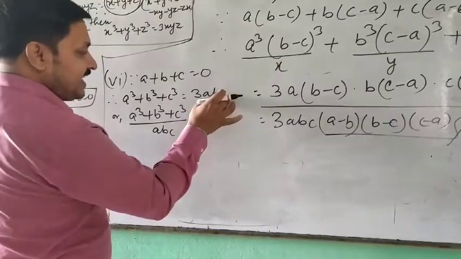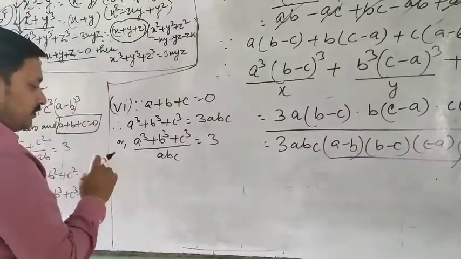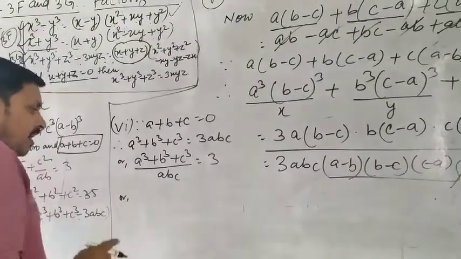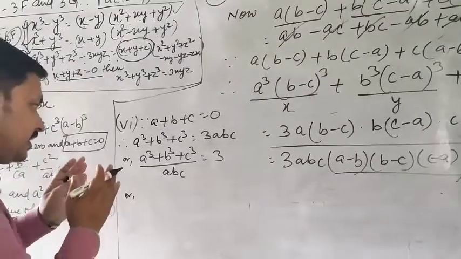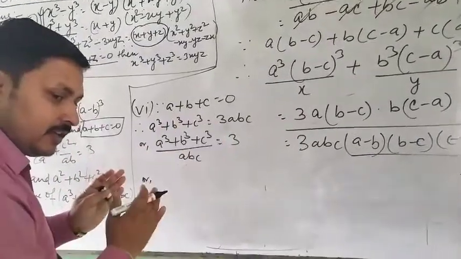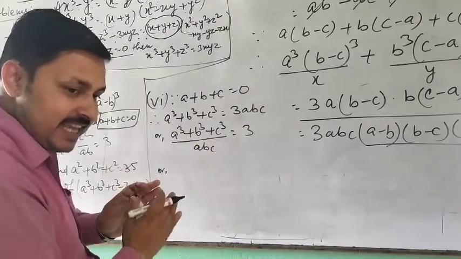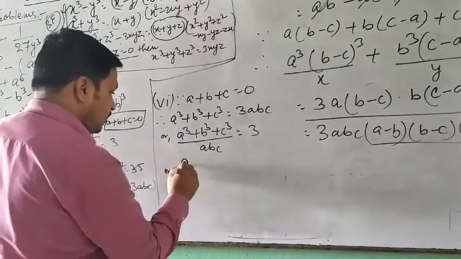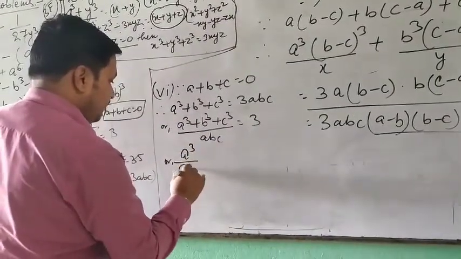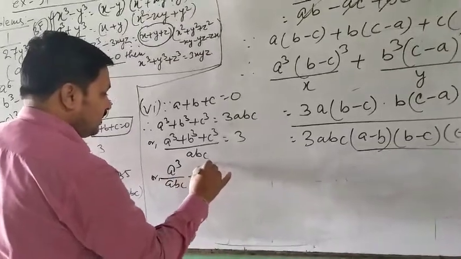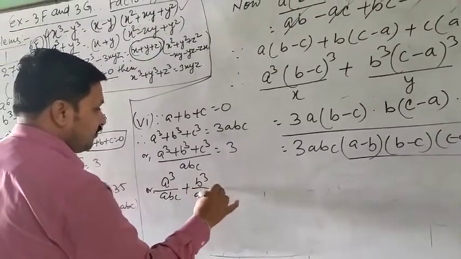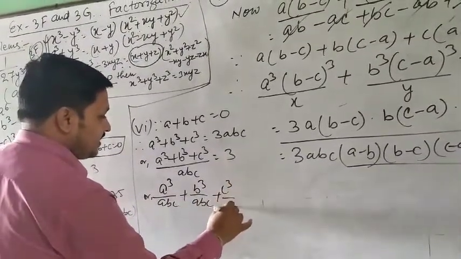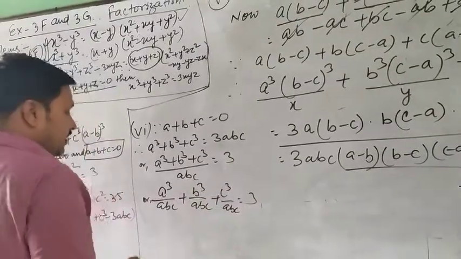That means this abc should be in the cross multiplication. Now we can divide it partially. We will separate it. We can separate it, so it should be written as a cube by abc plus b cube by abc plus c cube by abc equal to 3.